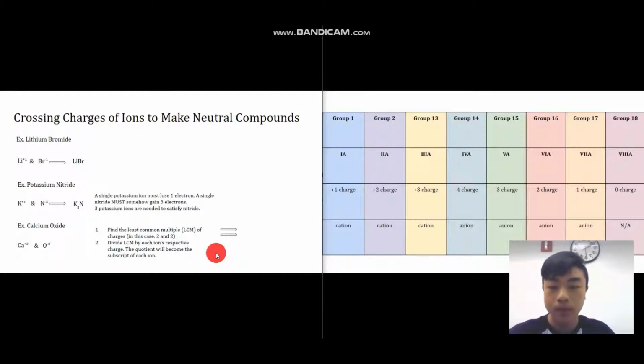And so what I mean by that is, say for instance, you found the least common multiple, or the LCM, of calcium. So calcium has a 2 charge, right? And so to find the multiples, all you have to do is multiply 1 times 2, 2 times 2, 3 times 2, and so on. This can go on forever. But I just stopped here to show you that 2, 4, and 6 are multiples of 2.